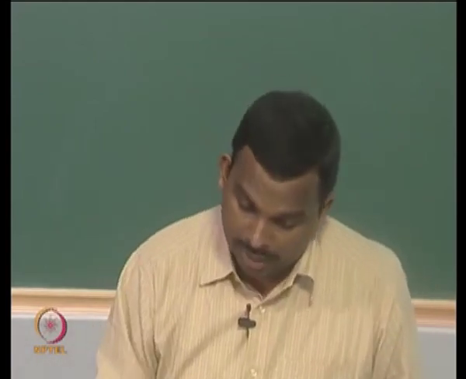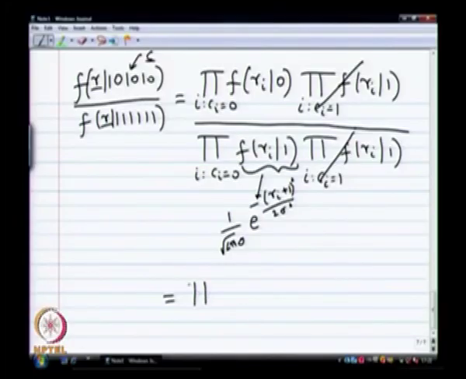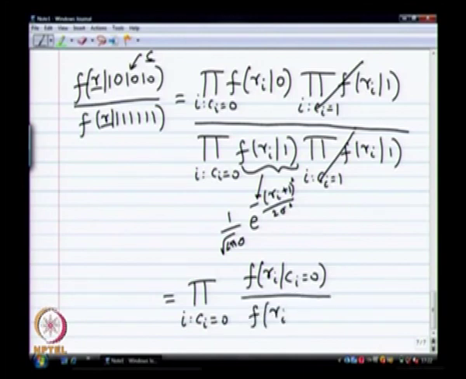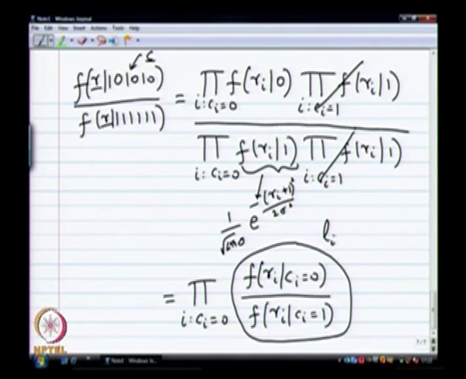Okay. So, that is what you get. Essentially what you get here is the product over i such that c_i is 0 of the ratio f of r_i given c_i is 0, divided by f of r_i given c_i is 1. This quantity we will call e to the power small l_i, which is basically the scalar likelihood ratio, and I will denote as l_i the logarithm of this.